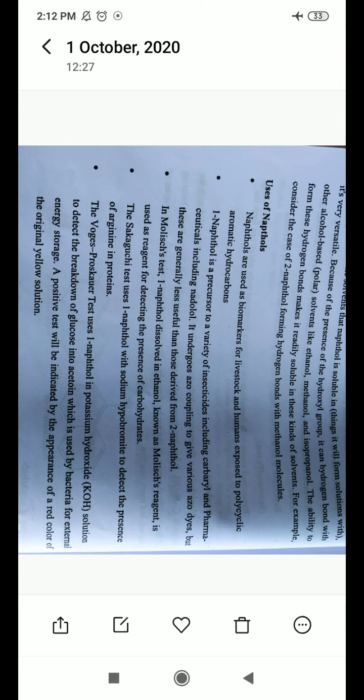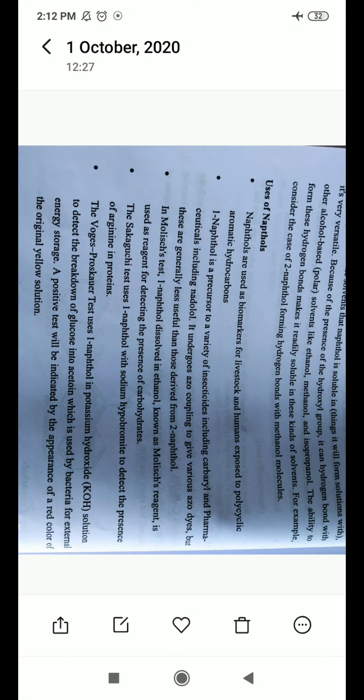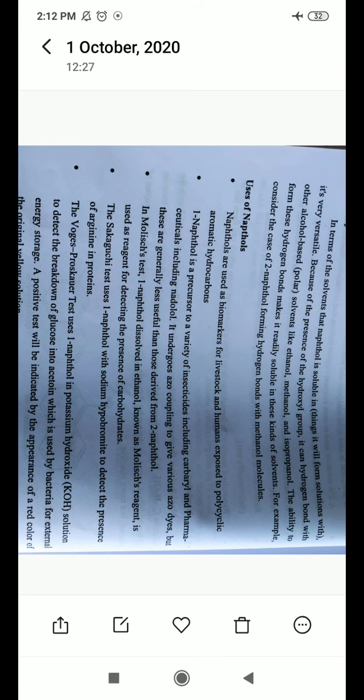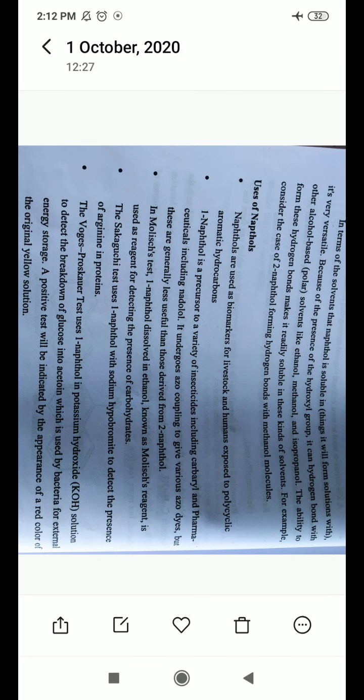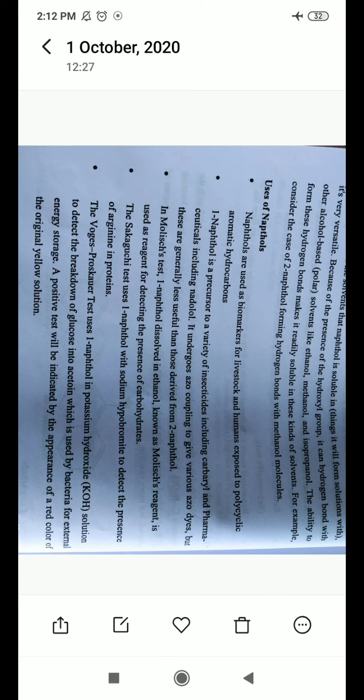Which protein? Arginine. Then the Voges-Proskauer test uses 1-naphthol in potassium hydroxide solution to detect the breakdown of glucose into acetoin, which is used by bacteria for external energy storage. A positive test is indicated by the appearance of a red color from the original yellow solution. This is another test, the Voges-Proskauer test, in which 1-naphthol in potassium hydroxide is used. This is all about resorcinol and naphthol. You should understand the things, learn, and study. Okay.